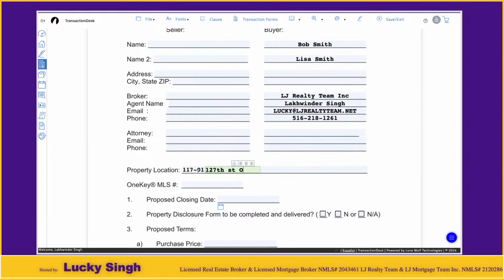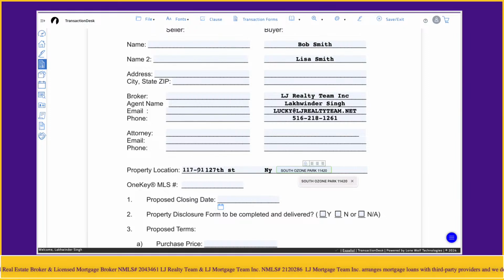Could be Ozone Park. See how it gets smaller? Maybe you want to put Ozone Park in here, or put New York here, South Ozone Park. If it gets too small, you can put it in here, right? By dividing this address, you can clearly see it. You don't want to put everything in one field, okay? Maybe you want to put New York here. That might be the most accurate one, right?